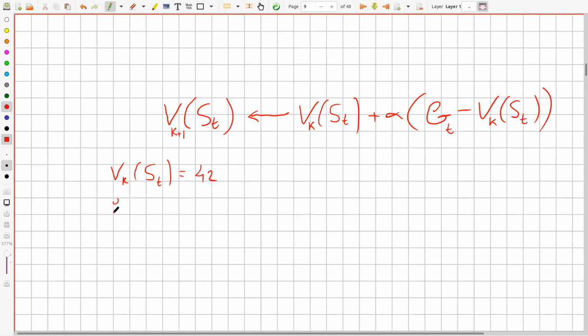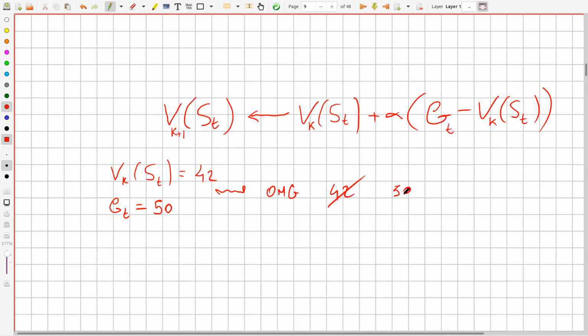I do an episode and I compute the new return. I make an episode, a sample, and the total return, this is, remember, the expected value of the total return. The total return becomes 50. Okay? Oh, my God. So I was wrong. 42 is wrong. The true value is 50.